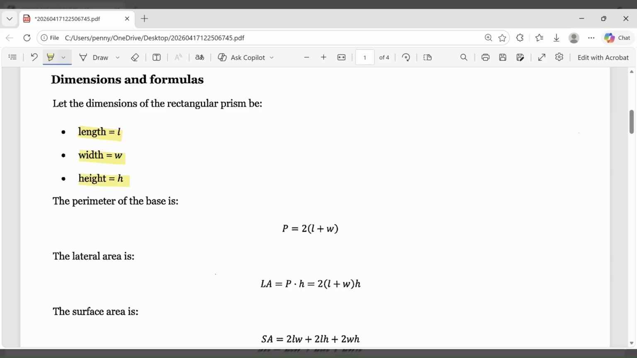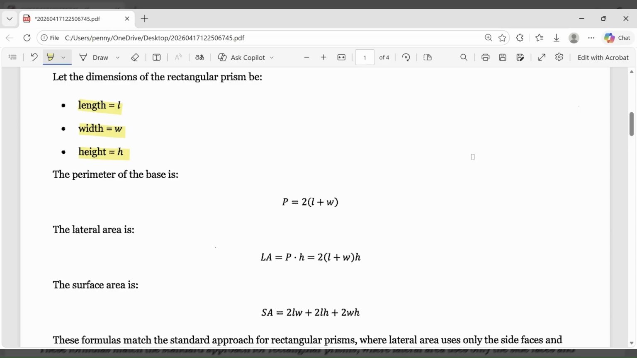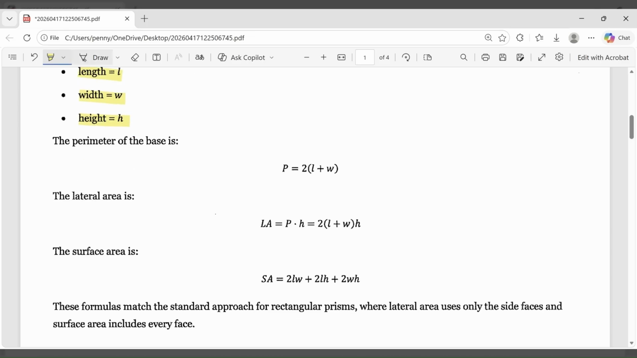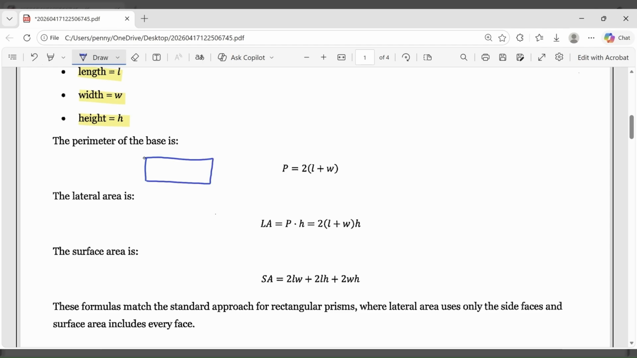Now, for our base, since we are talking about a rectangle base, or even if it was a square, it'd be the same thing. But our base is a rectangle. We know that opposite sides are congruent, so we have 2 lengths and 2 widths. So we say that the perimeter found for our base is 2 times the quantity length plus width.